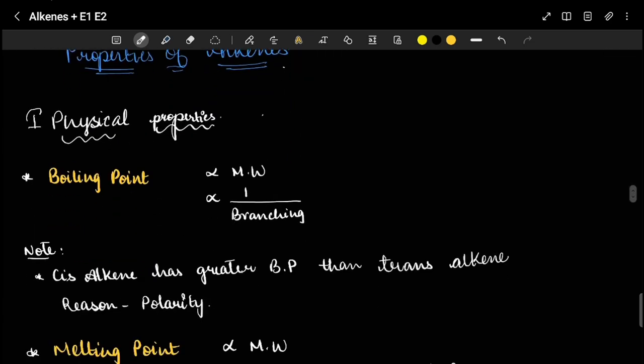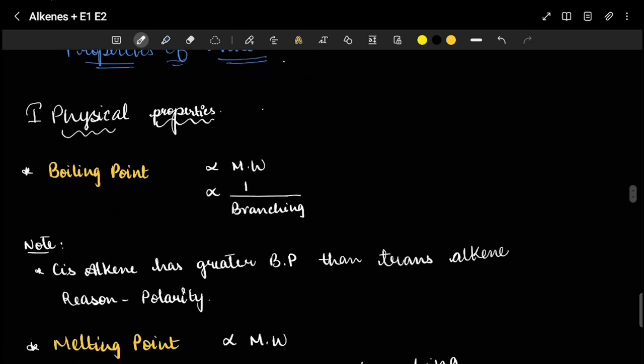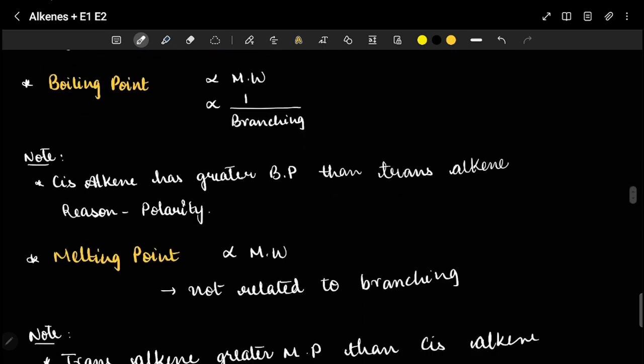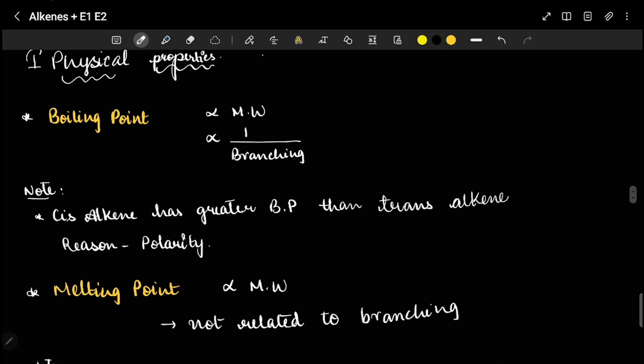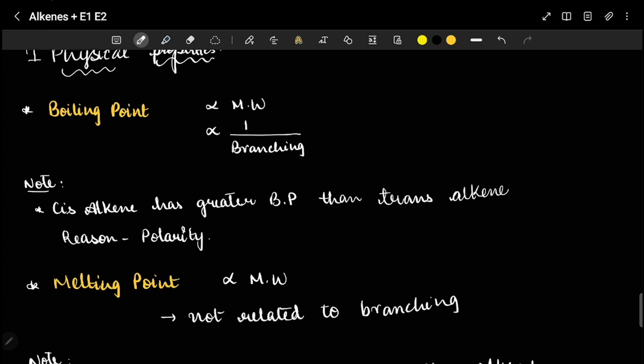So let us see. Boiling point of alkenes is directly proportional to their molecular weight. So when there is more molecular weight, then the boiling point will be more. When there is more branching, the boiling point will be less. Cis alkene has greater boiling point than trans alkene because of polarity. In case of cis alkene, like here, this is cis alkene, right? So here there is polarity. Because of polarity, the boiling point will be higher than that of trans.